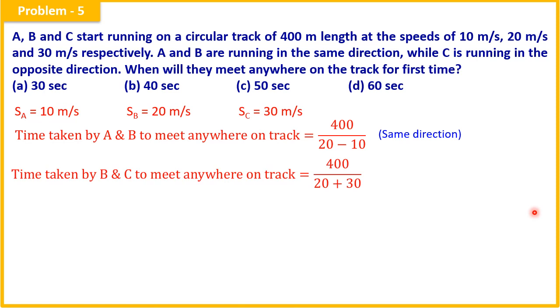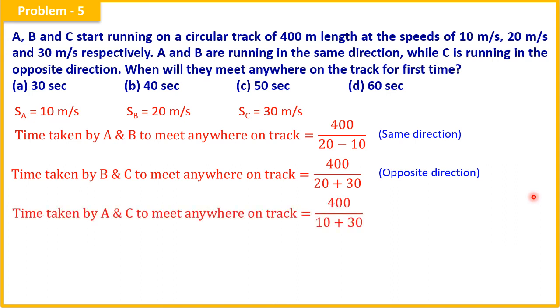Time taken by B and C to meet anywhere on the track is the length of the track divided by their relative speed. Now the relative speed is the addition of their speeds because B and C are in opposite directions. In a similar way, time taken by A and C to meet anywhere on the track is the length of the track divided by their relative speed. Again, the relative speed is the addition of their speeds because they are running in opposite directions.